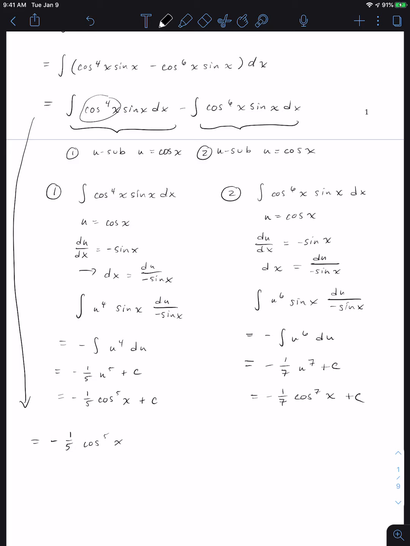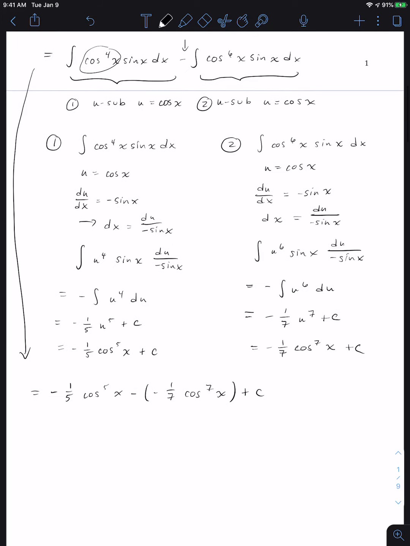If you're able to jump from here and follow my arrow, go ahead. If you're not, write out those two integrals and do the substitution. But from now on, especially with these trig integrals, I'm going to do the quick way and jump from the last equal sign all the way down to the arrow. One thing to be careful of here is that minus sign. So this is minus negative 1/7 cosine to the 7th x, and then plus c. So my final answer is negative 1/5 cosine to the 5th x plus 1/7 cosine to the 7th x plus c.